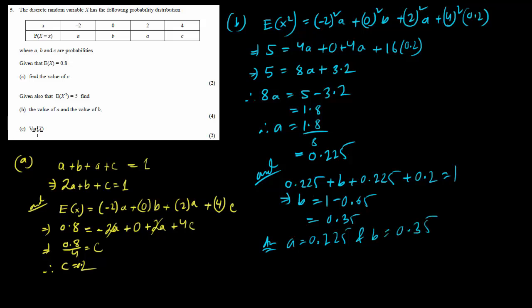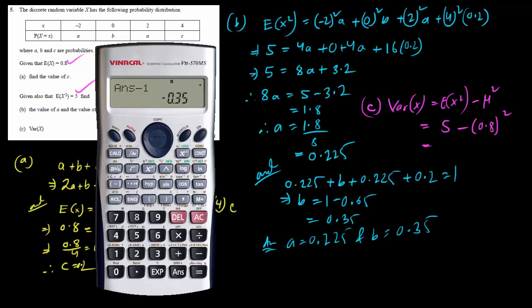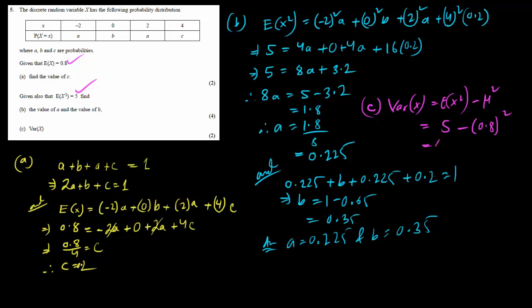Question number C is variance. As we know, the formula for variance is E(X squared) minus mean squared. So E(X squared) is given 5, we know, and mean is 0.8, so minus 0.8 squared, and this would be 5 minus 0.8 squared, 4.36.